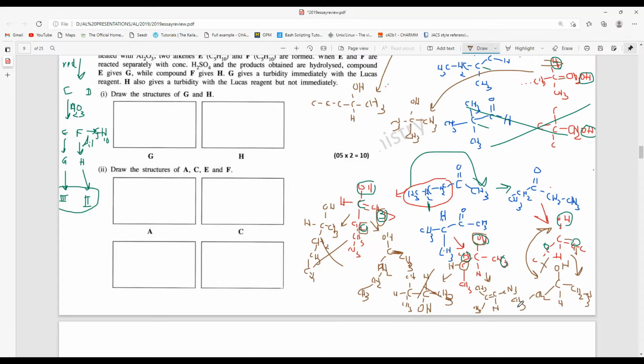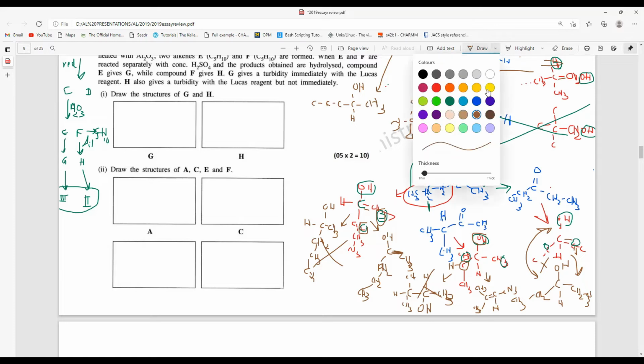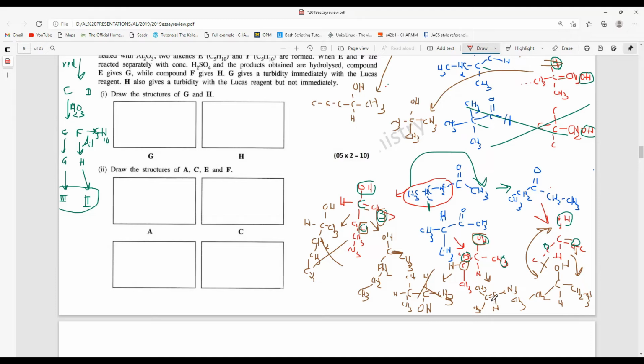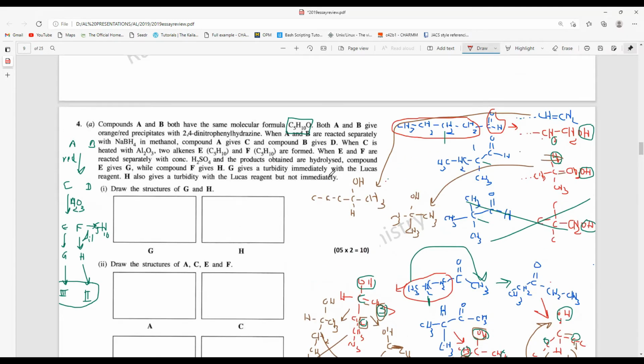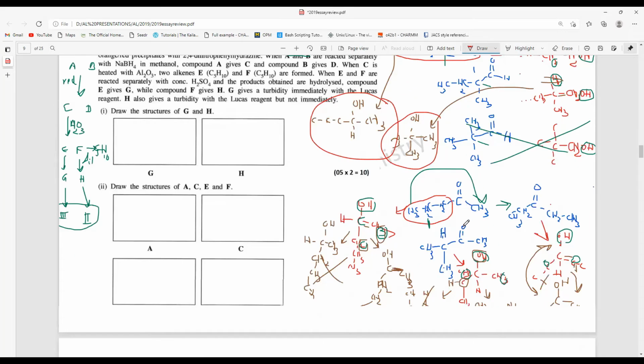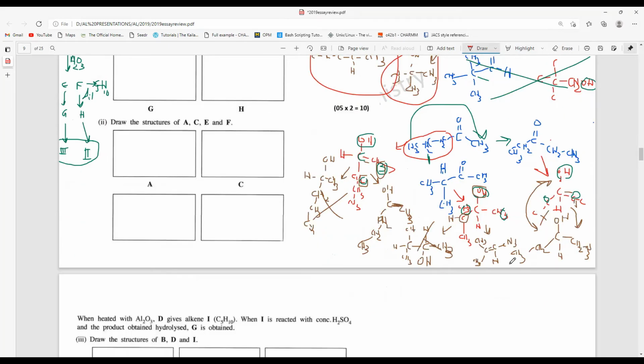So basically, if you think about the structures that remain, I will take a different color. This one. So the possible structures that remain here, it could be this one. It could be this one. And at the same time, it could be this one also. All others are not coming, right? We'll check this one for the moment.